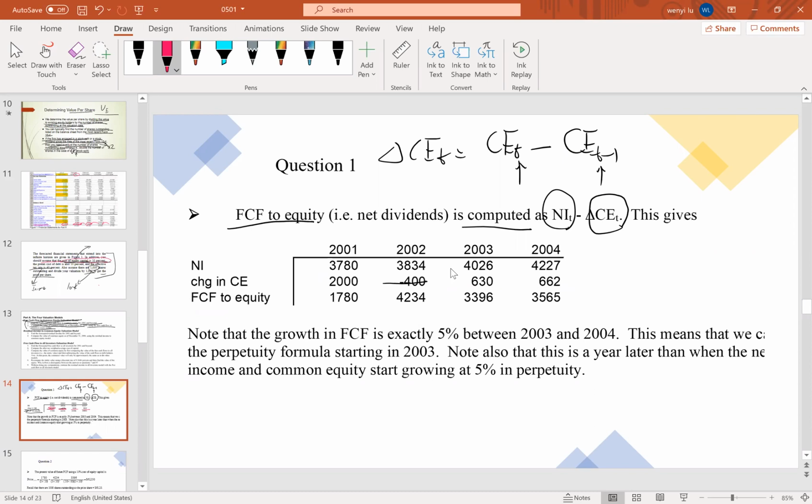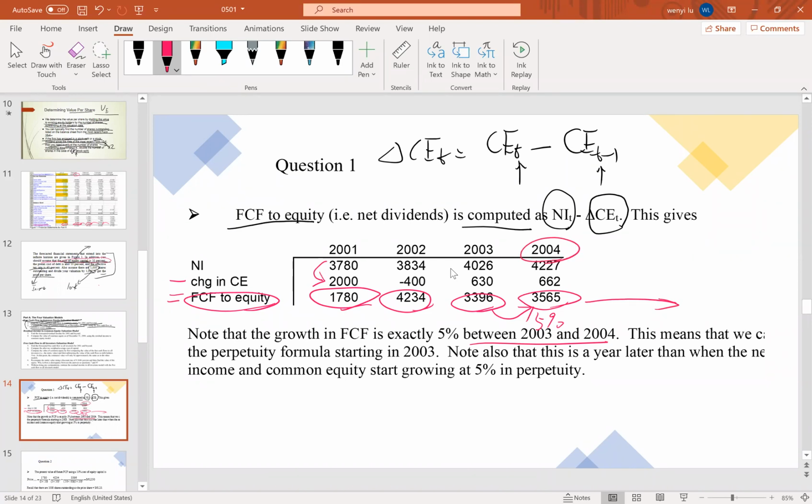So our net income minus the change in the common equities equals the free cash flow to common equities. So you can see that's how we solve the free cash flow to common equities. And we can see the free cash flow to the common equities is increasing by 5% in the last year. We assume this growth rate will stay forever, since 2004.